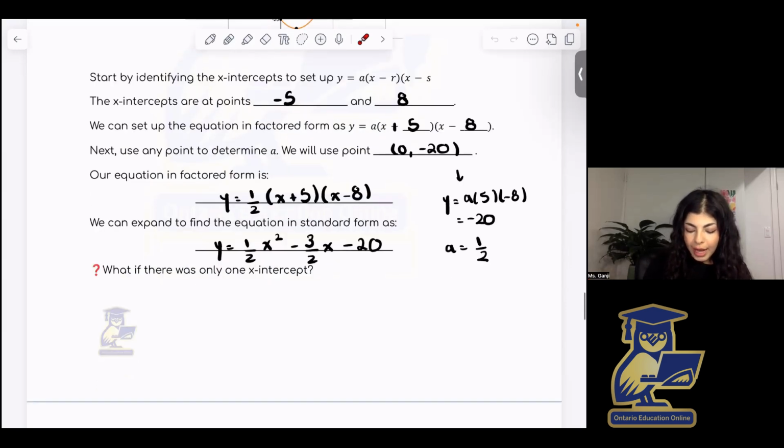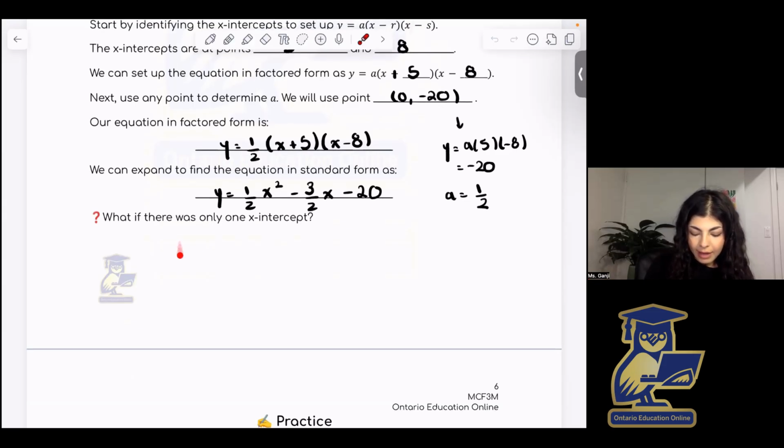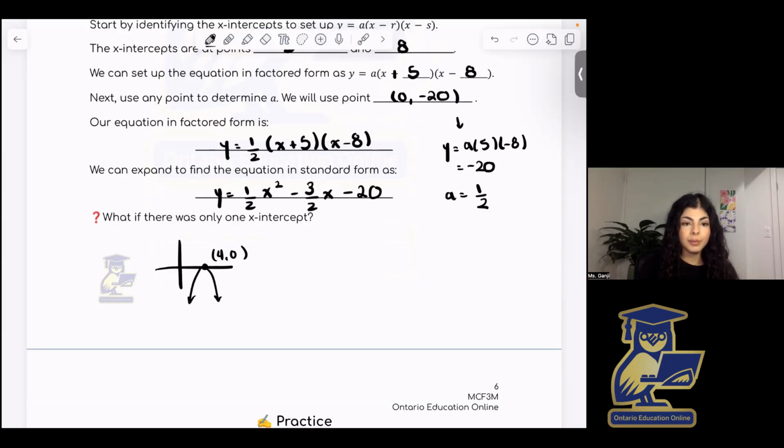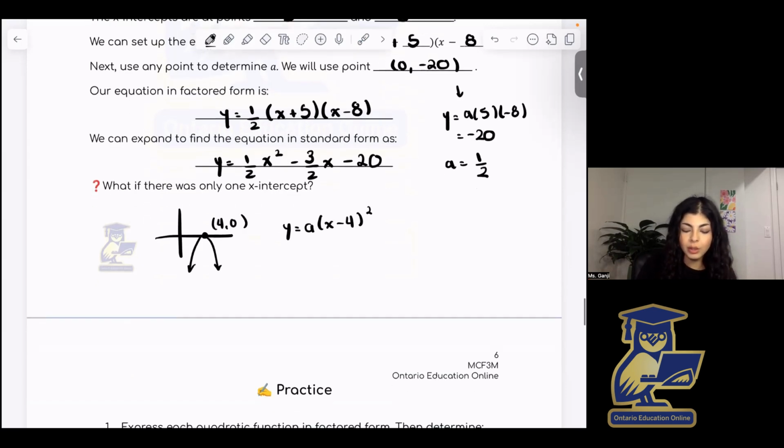So whatever your x-intercept is, let's say this is (4, 0), and we have such a parabola. So then you would just write y as a(x minus 4) squared for a quadratic because that's our only x value. And that's a perfect square here as well with no constant. So then you would just have to find what a is based on any other points on the graph.